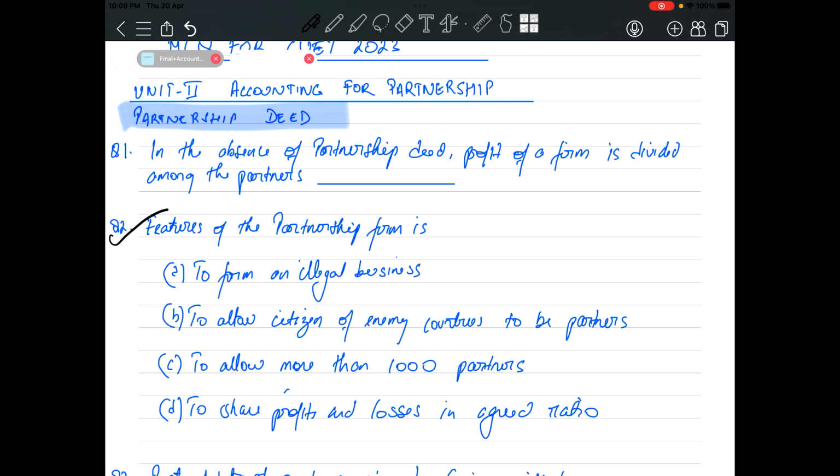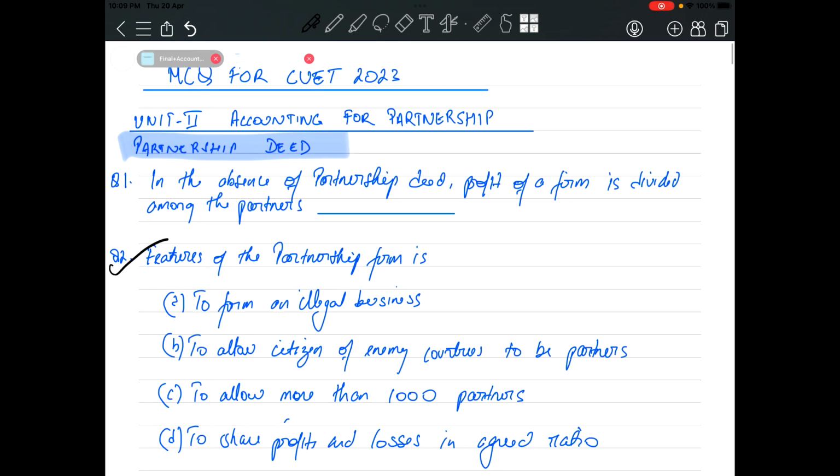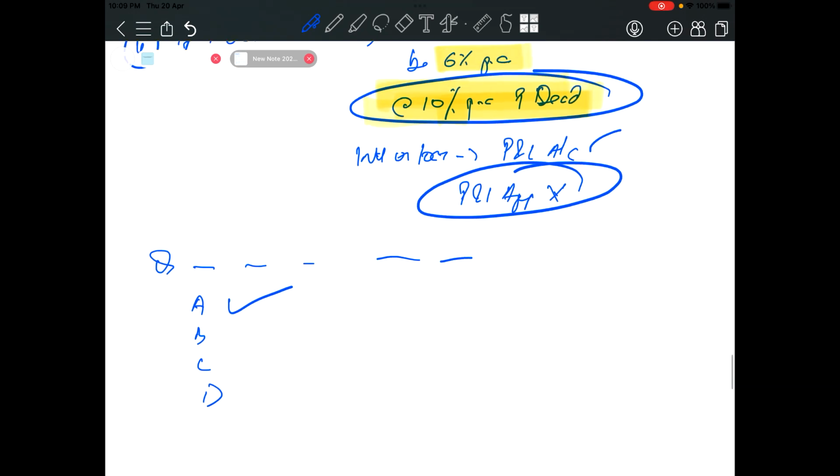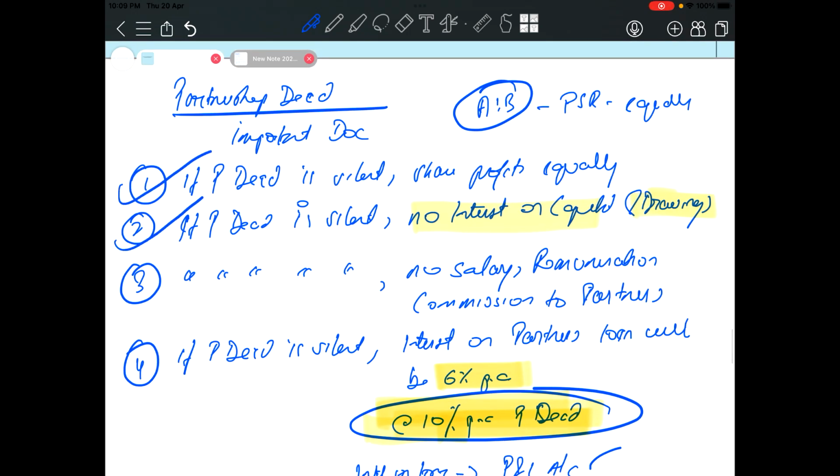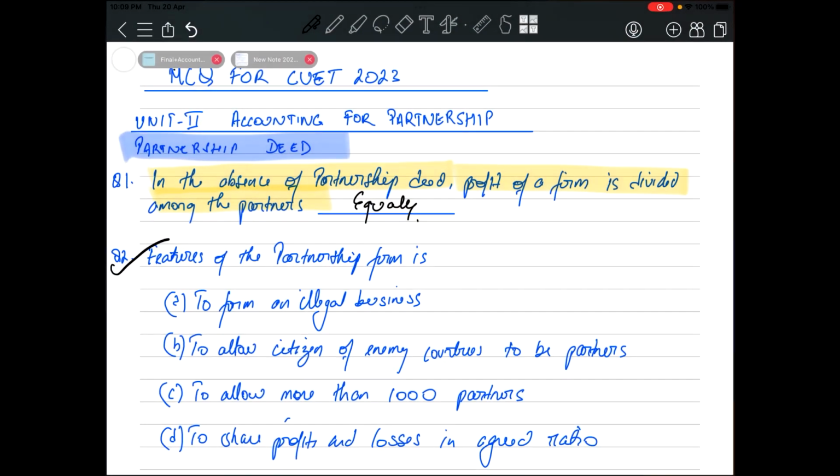So let's get started with question number 1. See what the question is saying. In the absence of partnership deed, profits of the firm are divided among the partners. What will be the answer? Equally. See, I have discussed here these 4 points, you have to remember these 4 points. They will share profits equally.